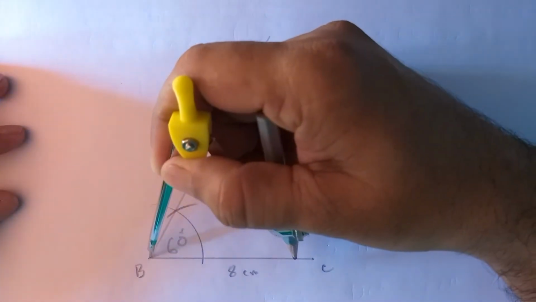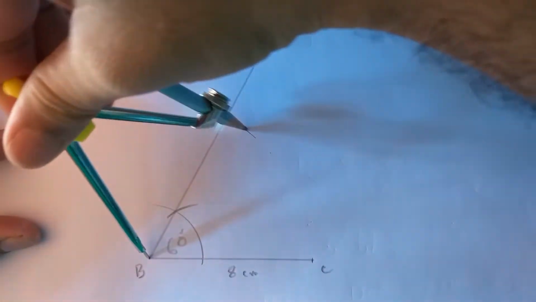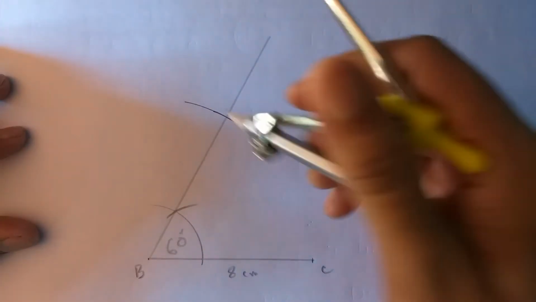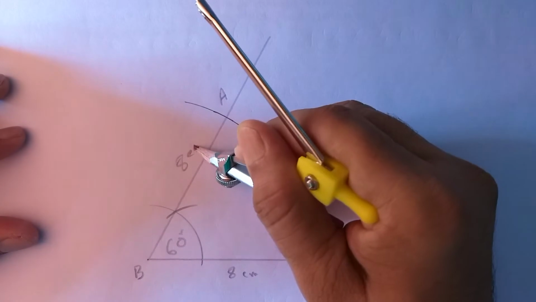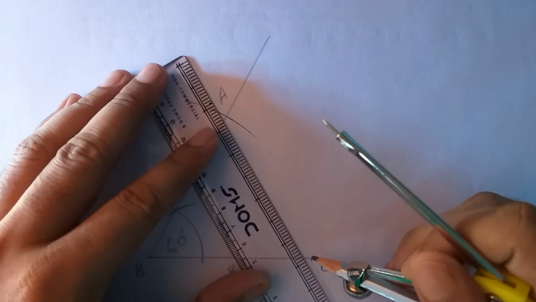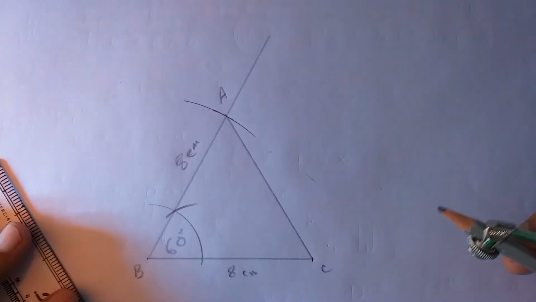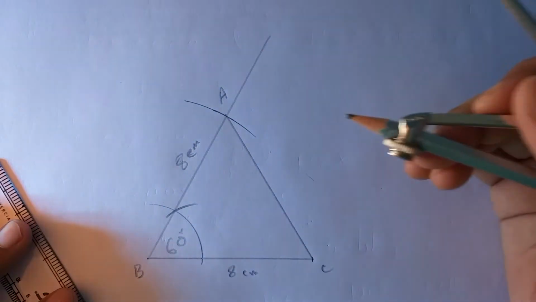Now you take the BC measure to get A. If you cut, then you will get point A here. This is 8 centimeter. Now you join AC. So we have got ABC, a triangle where angle ABC is 60 degrees.